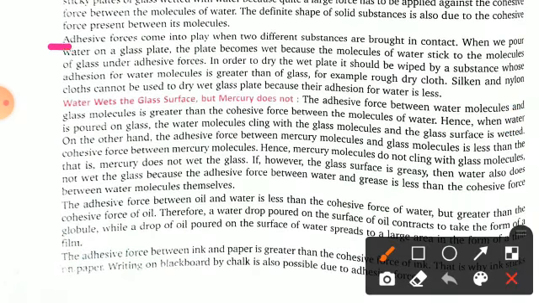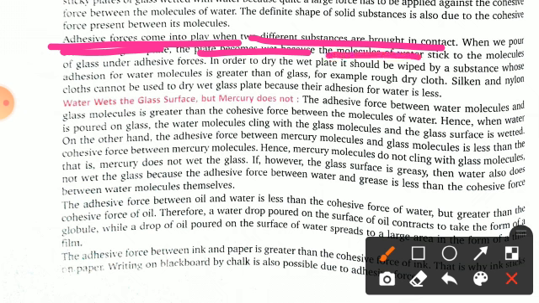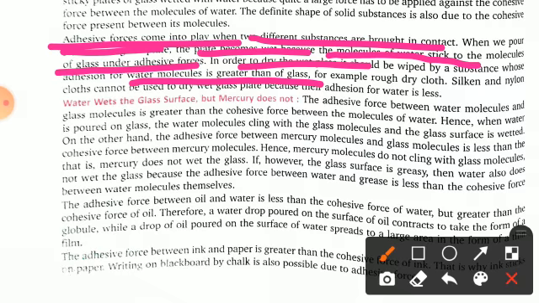Now, adhesive forces come into play when two different substances are brought in contact. When we pour water on a glass plate, the plate becomes wet because the molecules of water stick to the molecules of glass under adhesive force. In order to dry the wet plate, it should be wiped by a substance whose adhesion for water molecules is greater than that of the glass. Clear? This is the important one.